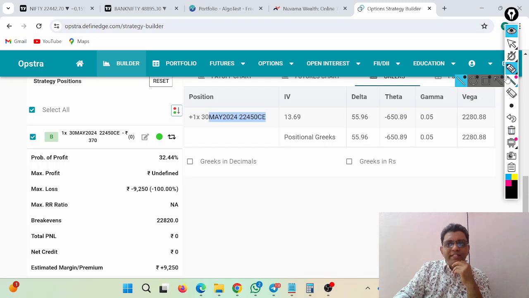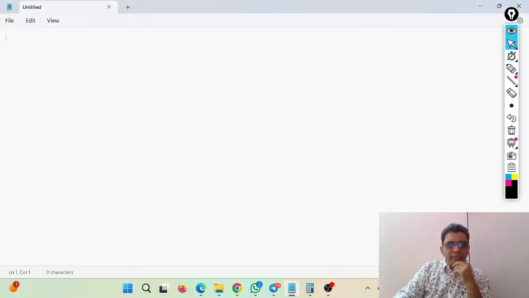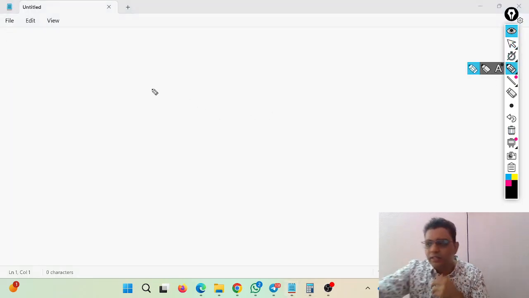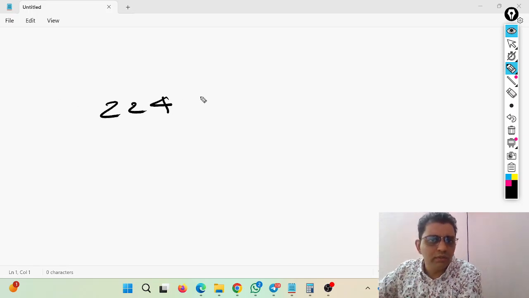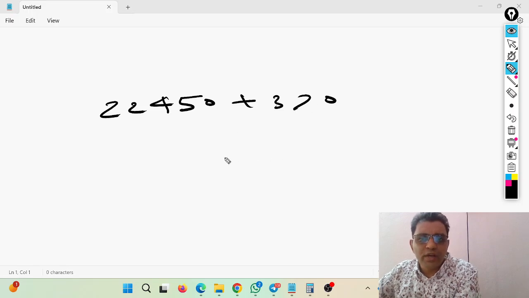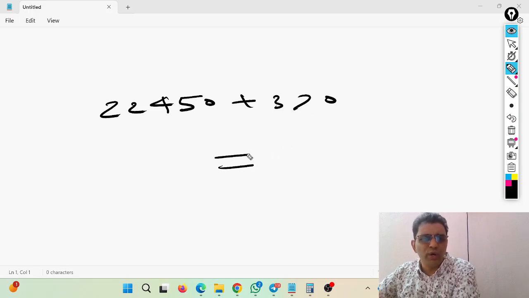So when will my profit start? My profit will start whenever Nifty goes beyond 22,450 plus 370. Whenever Nifty crosses this, so how much could it be?